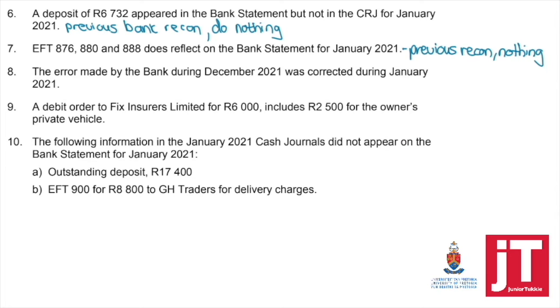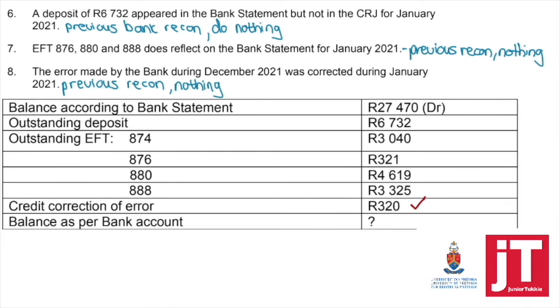So for number 8, the error made by the bank during December 2021 was corrected during January 2021. So again, the mistake that was made by the bank, they've now corrected it. We are going to tick it off on the previous bank recon and we are going to do nothing with it in this month because it does now appear correctly on the bank statement. The bank did correct it.